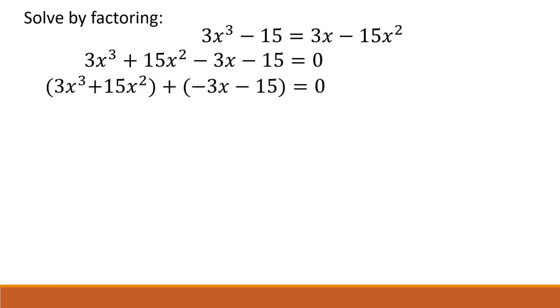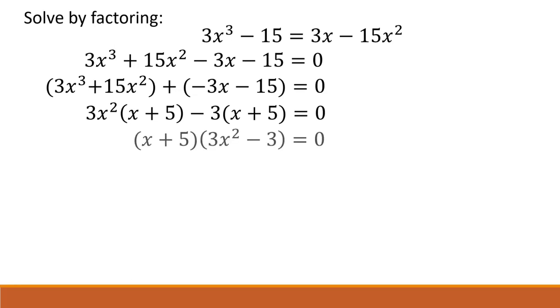We'll group the first two terms together and the last two terms together to see if factoring by grouping will work. In the first two terms, we have a common factor of 3x squared. And in the second two terms, we have a common factor of -3. Now we've got two terms, each with two factors. The first term is 3x squared times x plus 5, and the second term is -3 times x plus 5. The common factor between those two terms is x plus 5, so we'll factor it out and multiply it times the leftover factors in the terms, which is 3x squared minus 3.